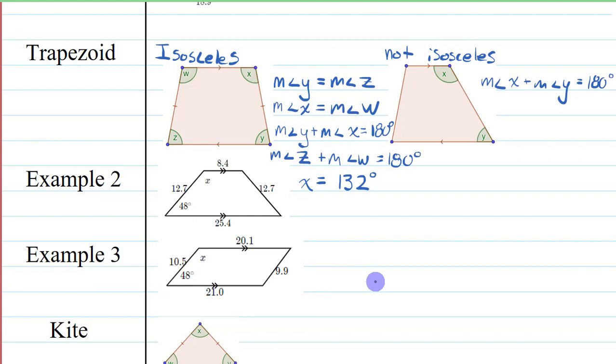All right, example 3. This example is tricky. Why did I put example 3 below the trapezoid and not below the parallelogram? What's going on here? Yeah, I want to try some.